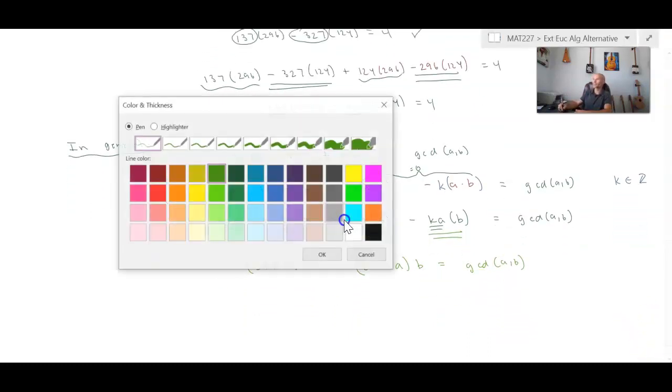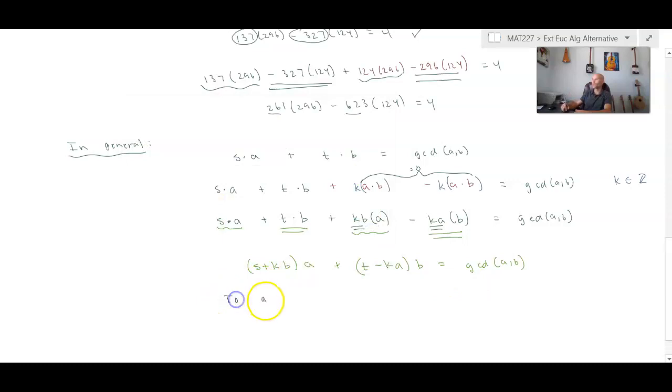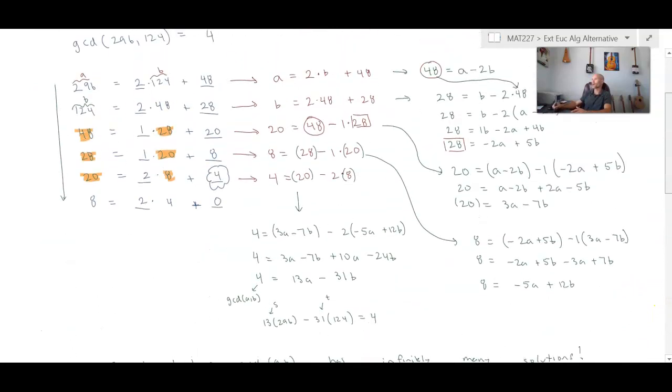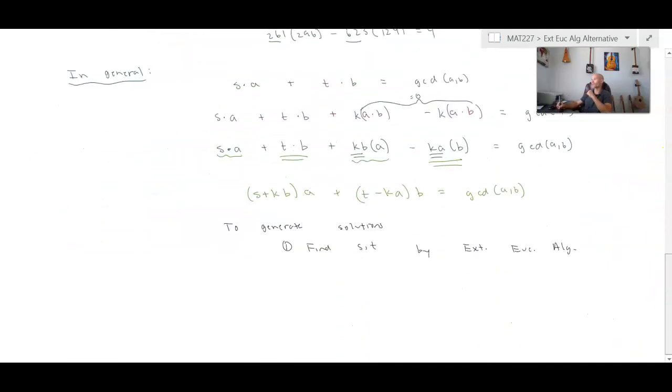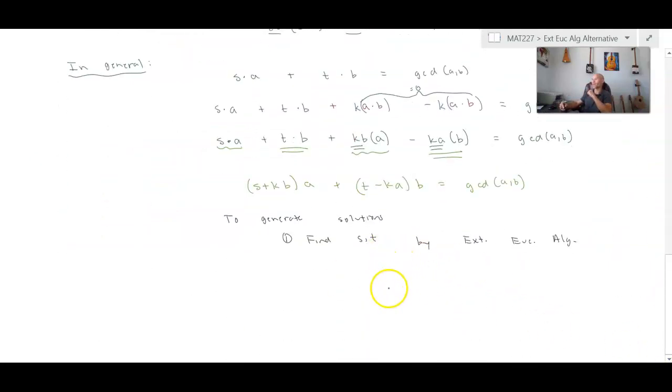So to generate solutions, first find S and T by the extended Euclidean algorithm. So that's just our standard process that, depending on whether you like the forward substitution method here or the back substitution method, like in our last video, you can decide how you want to carry that out.